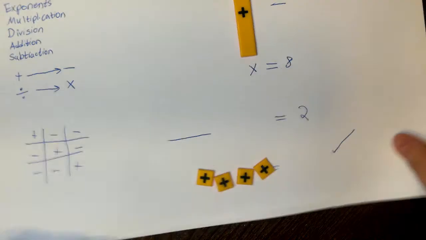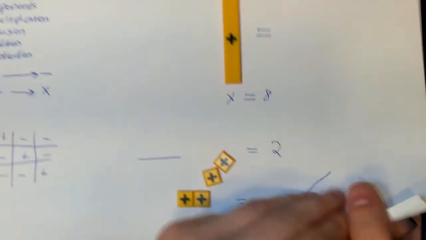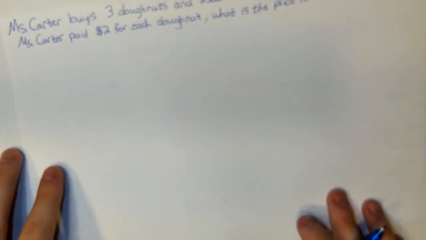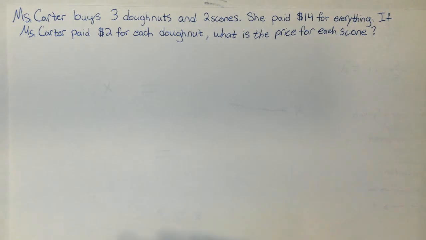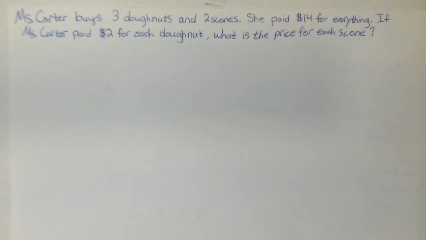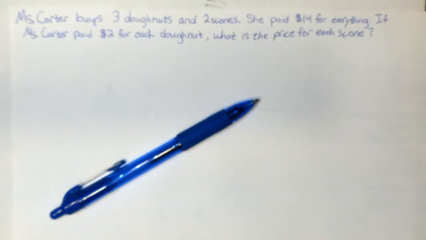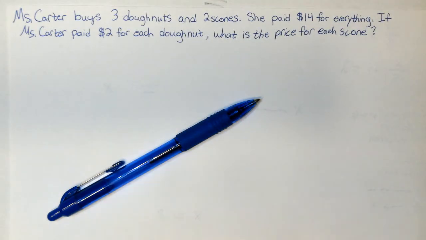Okay. Now we're going to switch to the back and do something a little more difficult. Extend our knowledge, if you will. We have this word problem. It reads, Miss Carter buys 3 donuts and 2 scones. She paid $14 for everything. So she paid $14 for 3 donuts and 2 scones. If Miss Carter paid $2 for each donut, what is the price of each scone?